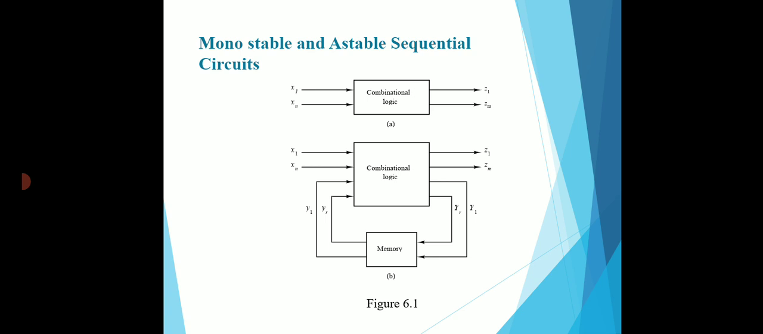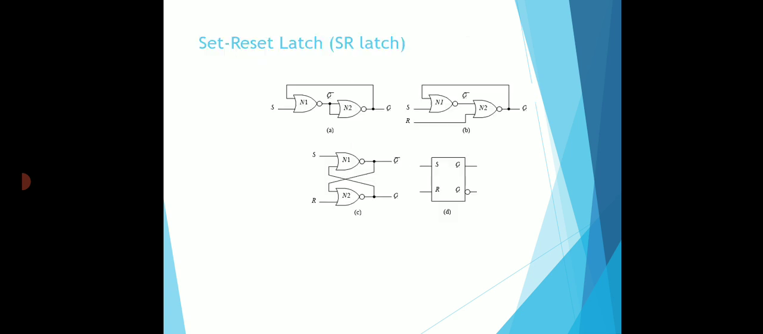In monostable and astable sequential logic, the sequence is determined by the signals, and these signals are immediately affected by the input changes. Combinational logic is mainly this: if you give x1 and x2 as input, the output will be z0 and z1. But since this is used for storage purposes, here we are using memories.